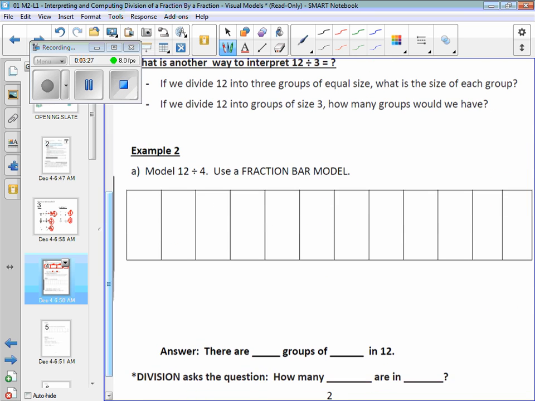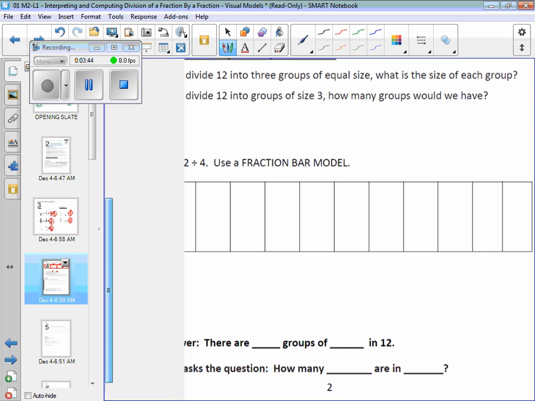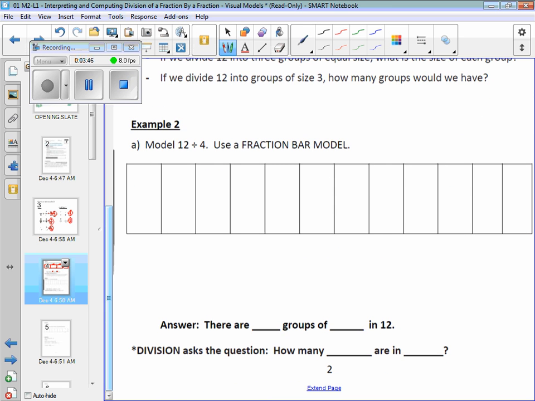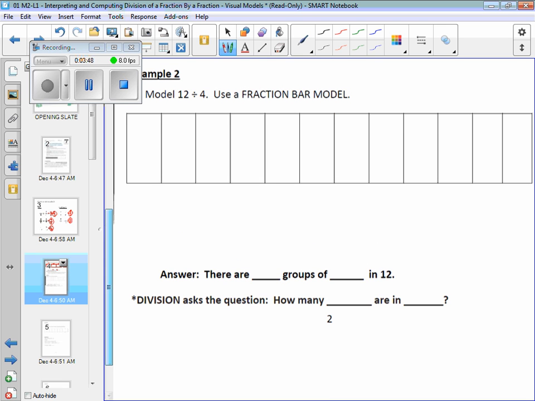Try this on your own. 12 divided by 4 using a fraction bar, and I'll call you up. Charlie, come on up and model it. I'll try to get to everybody throughout the course of the year. Let me just scroll this up a little more so everybody could see. Too much. Go right there. All right.